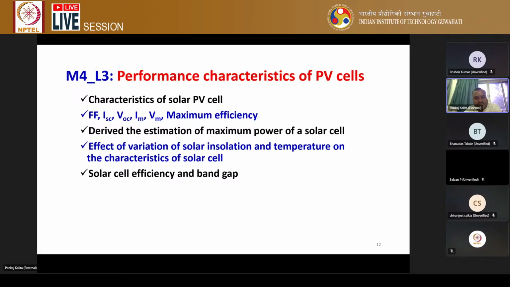Also, we have discussed the variation of solar insolation and temperature on the characteristics of solar cells. And then how the band gap energy impacts the efficiency of solar cells was also elaborated in this lecture under module 4.